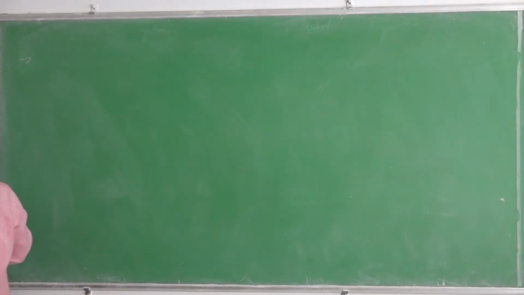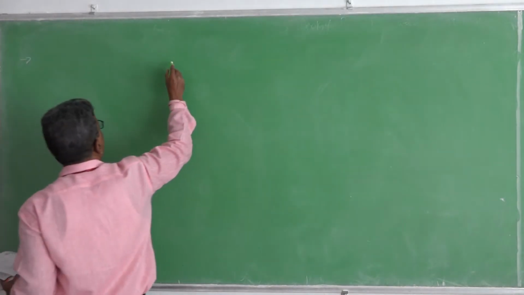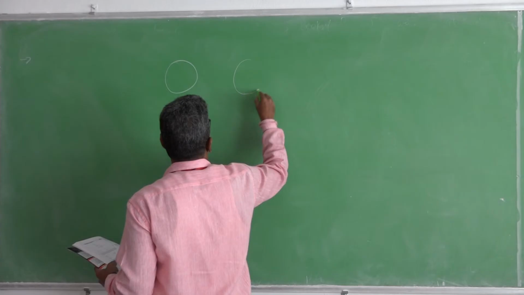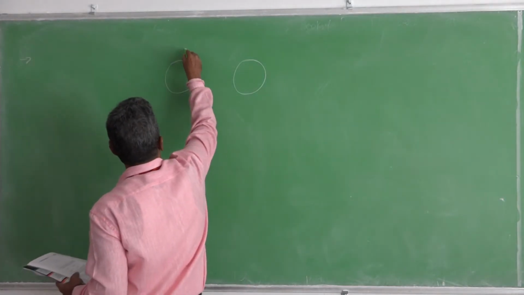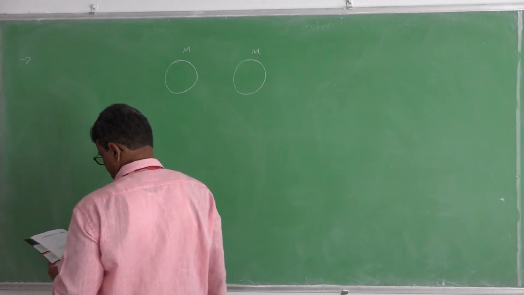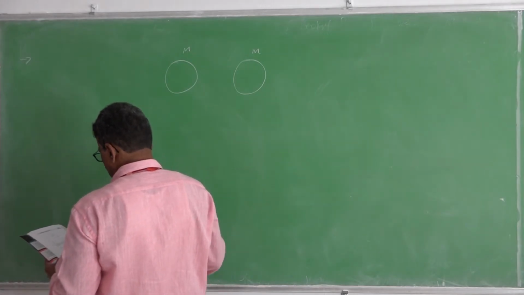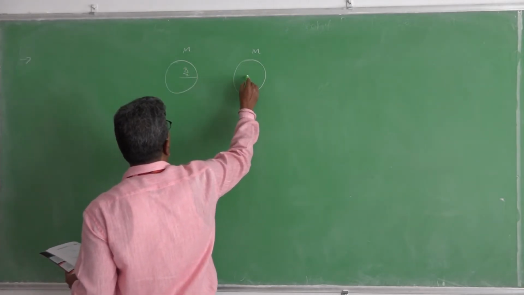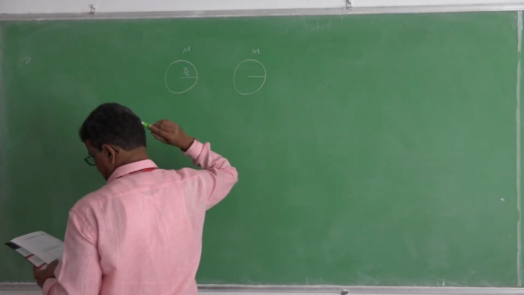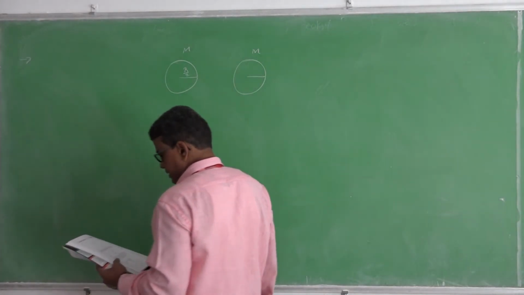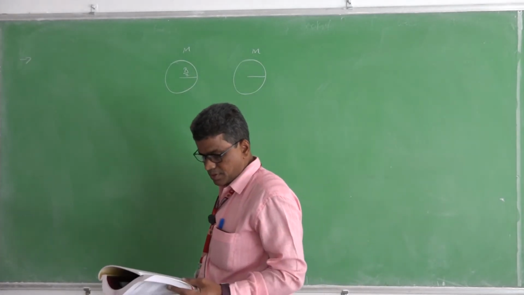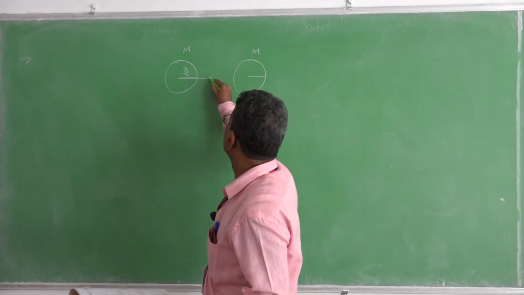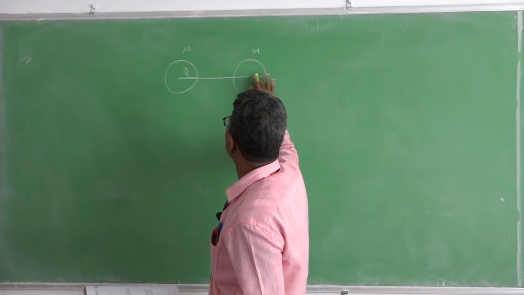Two spheres. There are two spheres, each of mass m. Mass of each sphere is m. Radius of each sphere is r by 2. They are connected with a massless rod of length 2r as shown in the figure. So they are connected with the help of a massless rod.